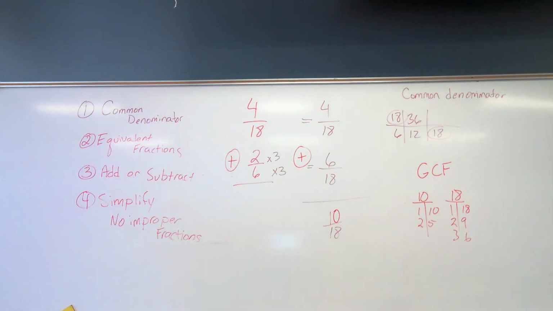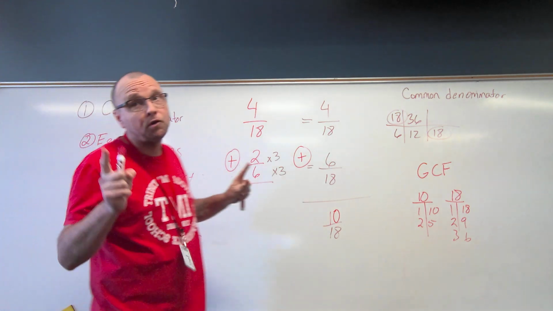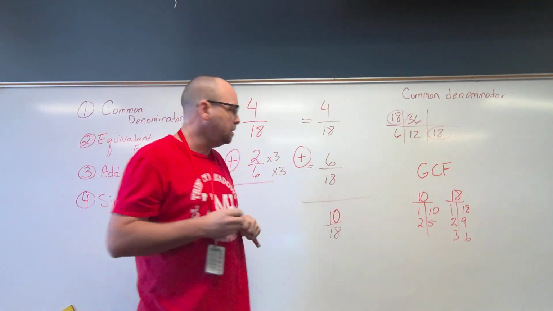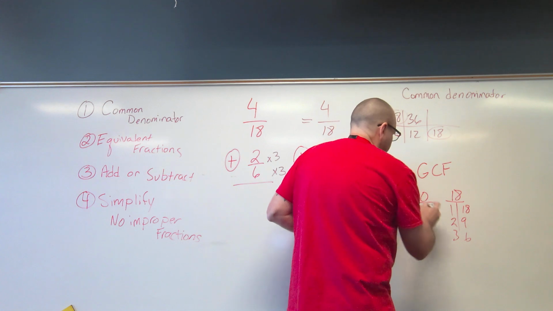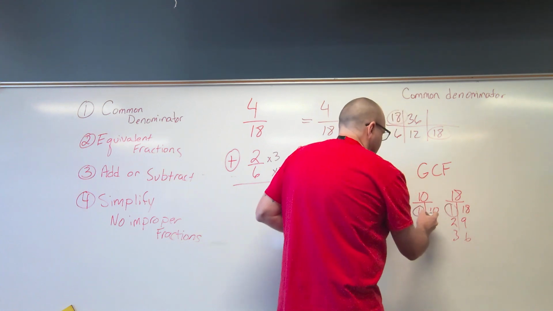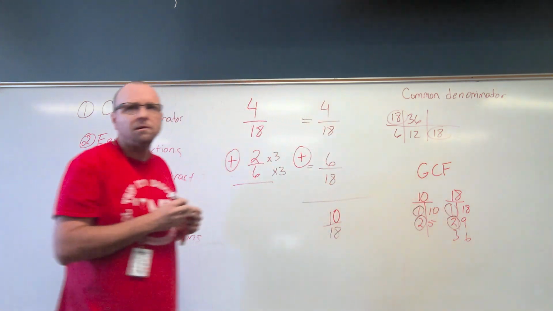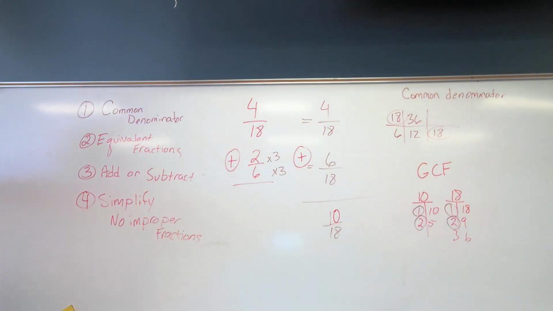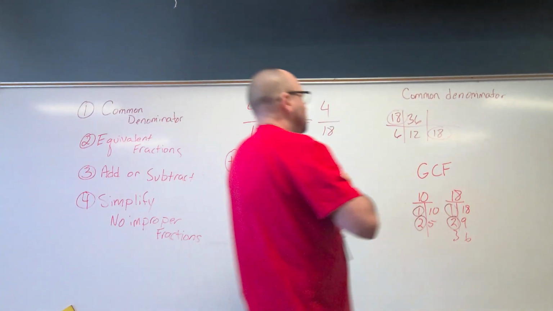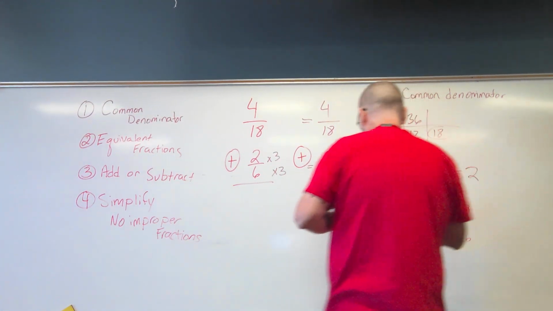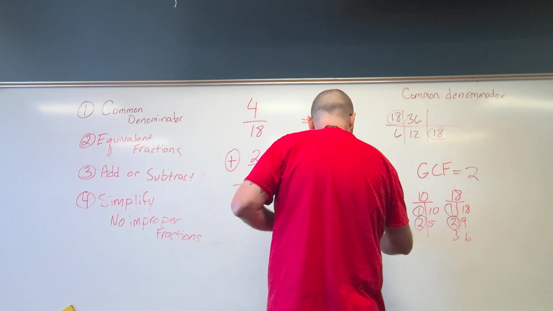Now, we look at our two lists of factors, our factors for 10, not multiples, factors for 10. We have a 1, this has a 1. A 2, this has a 2. They have nothing else in common. Therefore, our greatest common factor is 2. So my greatest common factor equals 2. That means I can simplify.